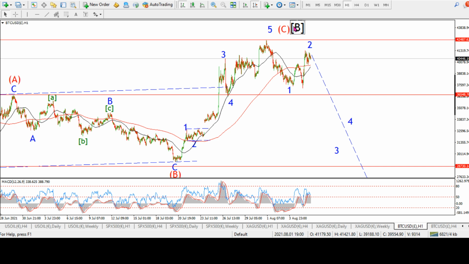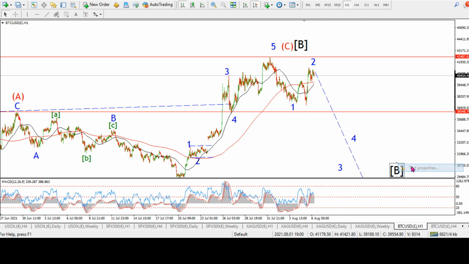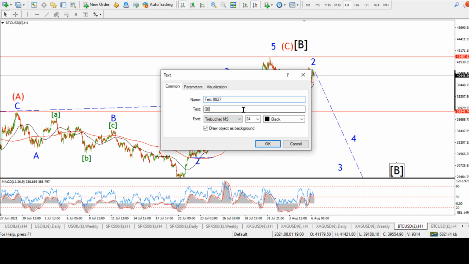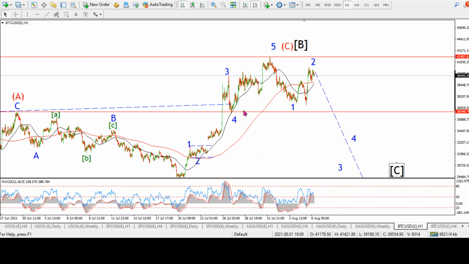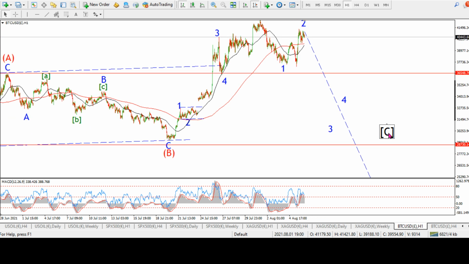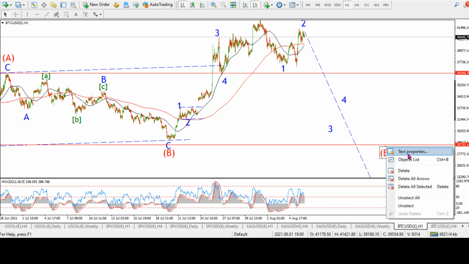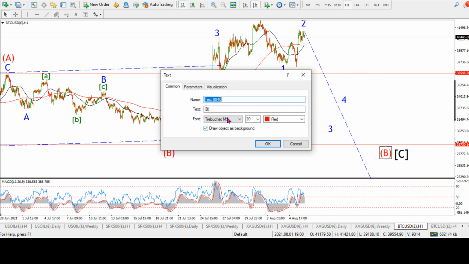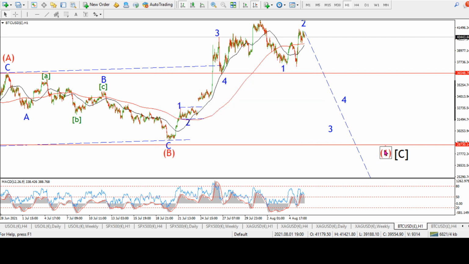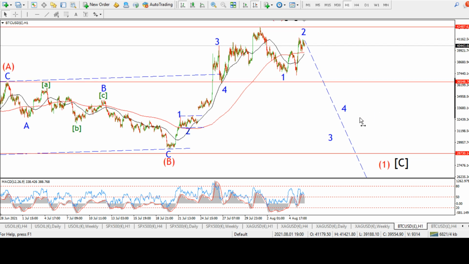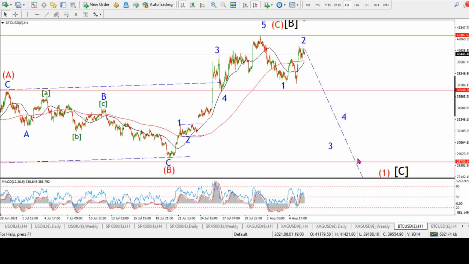What we're actually tracking here is, I'm going to put labels on this so you can understand what I'm talking about. Wave C, and that would be wave 1 of C. And wave 1 of C should break that 28,700 level. Okay. So I'm tracking 5 waves down in wave 1 of C, with the initial target of about 28,730 again.